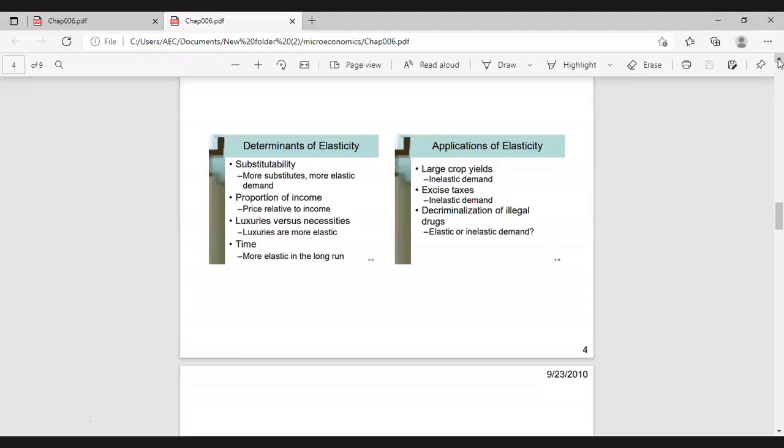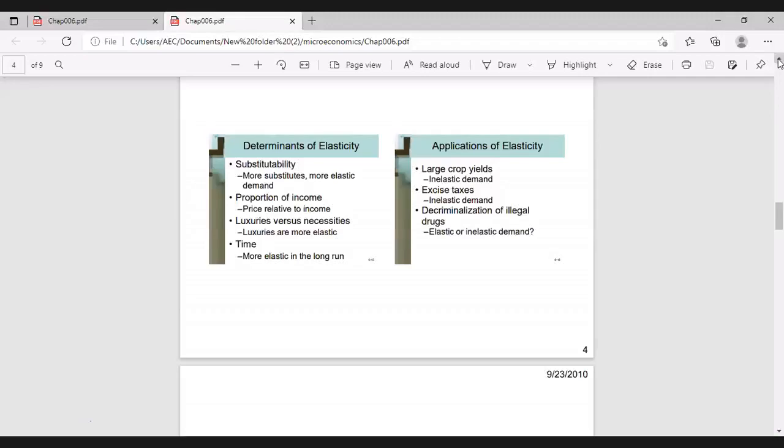But for a product, if the portion of the price of the product is a larger portion of our income, and that product price changes, we respond more. If that price decreases, we will buy more. If that price increases, we will buy less. So the portion of income that price represents determines the elasticity.